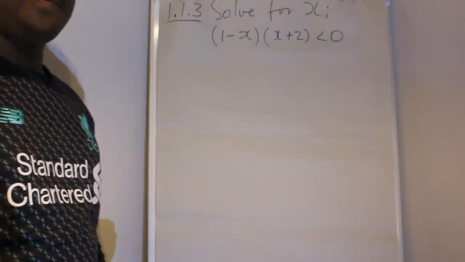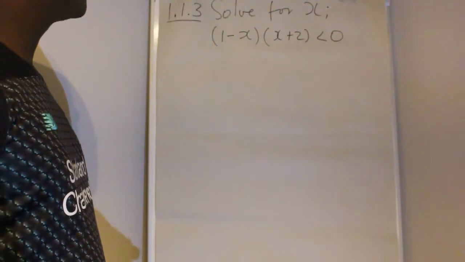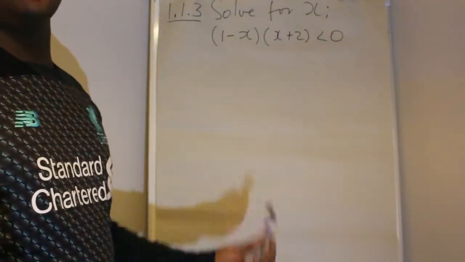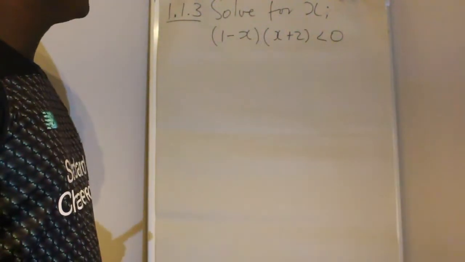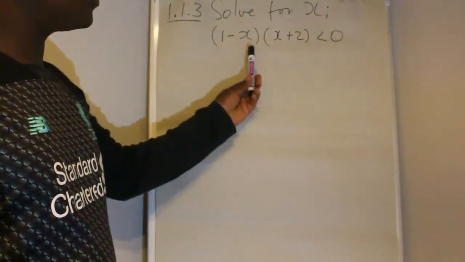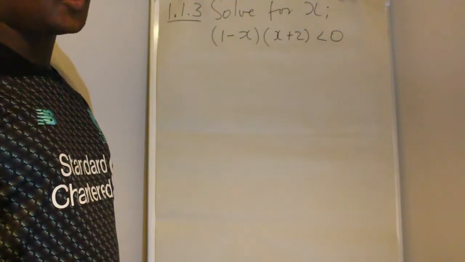Hello, so we continue with question 1, solving for x. This kind of equation is a quadratic inequality. What they're asking you to find are the values of x such that the product of these two terms is less than 0. So that's what they're asking you.